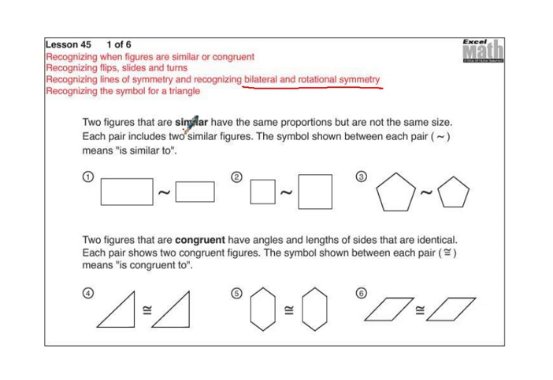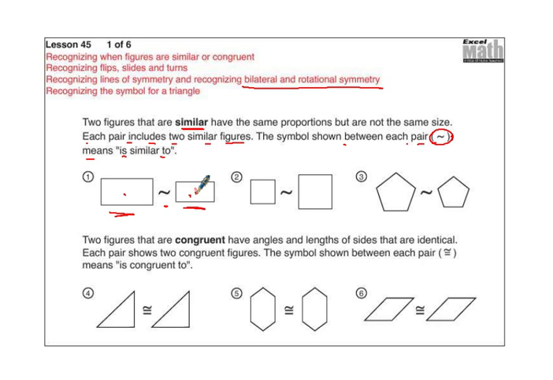Two figures that are similar have the same proportions but are not the same size. Now that probably doesn't mean a whole lot to you, so I'm going to show you what that means. Each pair includes two similar figures. The symbol shown below between each pair, which looks like this, means "is similar to." So this shape is similar to this shape. Notice that the shapes look exactly the same, only this one's smaller. That's what a similar shape is.